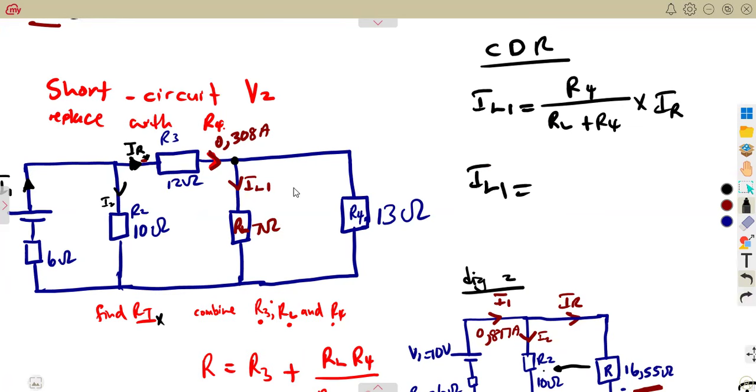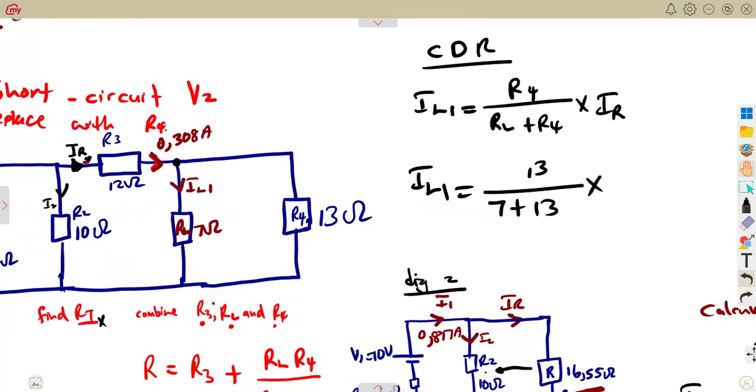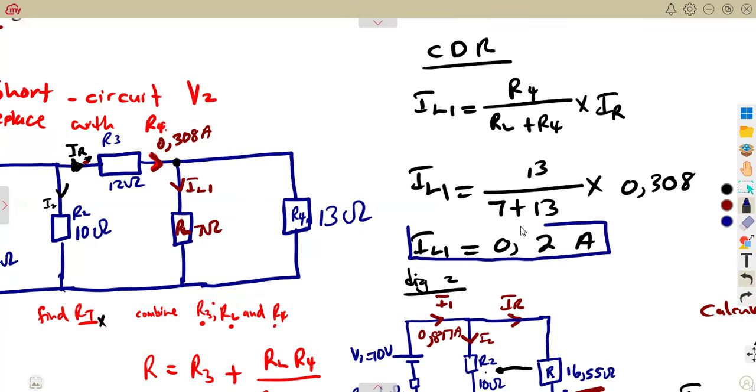So we're simply going to substitute our R4, which in this case we are already given, which is 13 from our diagram. So that's 13 over the sum of these two, the 7 plus 13, the RL and R4. Then you multiply it by the supply current entering those two branches, which is 0.308. That is going to give us the current across the load, which is 0.2002, something like that. So you can even just save it as 0.2 amps. To 3 decimal places, it's just going to be 0.200 like that. You can use those values as they are. It's still fine.